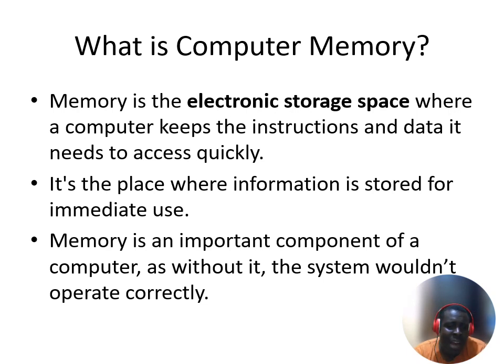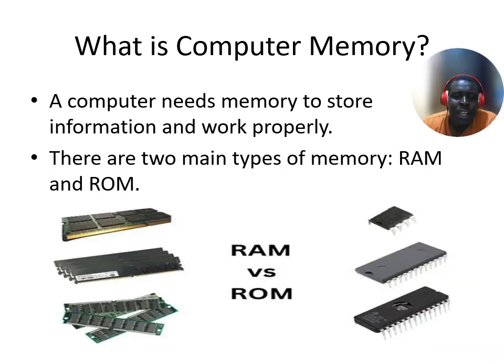So let's look at how RAM and ROM play a role in the computer memory. We've already established that a computer needs memory to store information and work properly, because the RAM and ROM help the computer to boot and also load the OS. Now we have two main types of computer memory. These are the RAM and then the ROM.